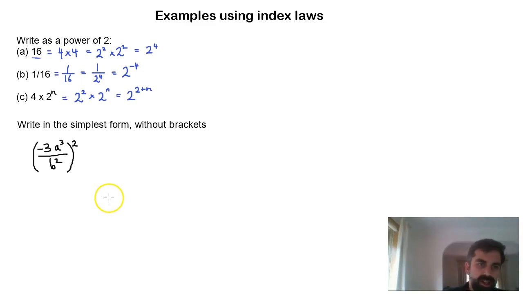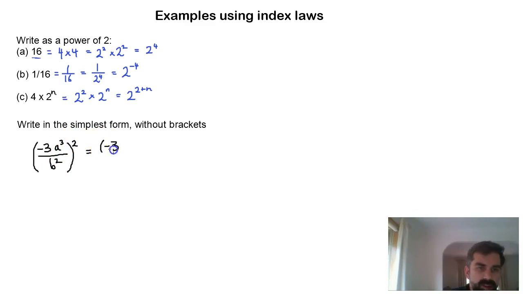So for another example, let's say we had a mathematical expression like this, -3a cubed, all divided by b squared, and then that's all in brackets and squared. What if we wanted to write that in the simplest possible form without using any brackets? Well, we have to use a bit of a combination of our index laws now. So remember, the index law says that if we've got a fraction in brackets, then we can apply that power to both the top and the bottom.